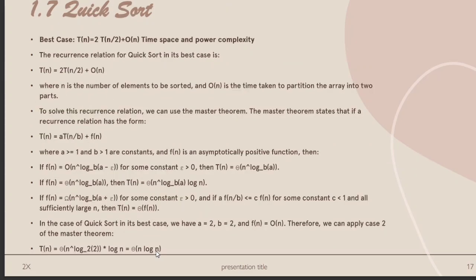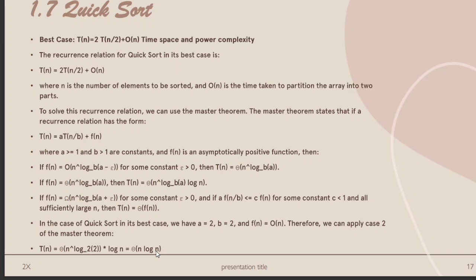Seventh one is quick sort. The recurrence relation for quick sort is T(n) equals 2T(n/2) plus order of n, where n is the number of elements to be sorted and order of n is the time taken to partition the array into two parts.